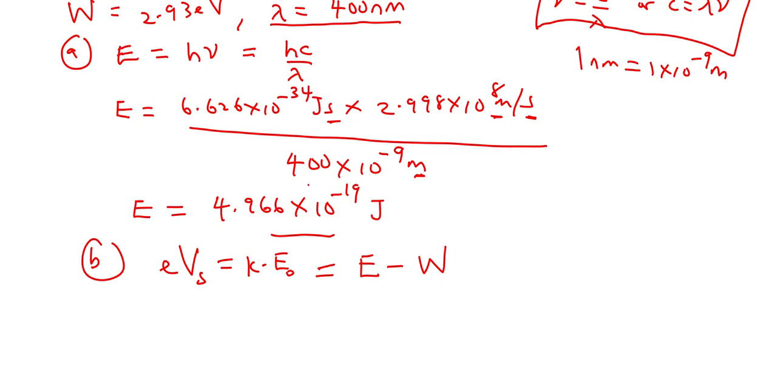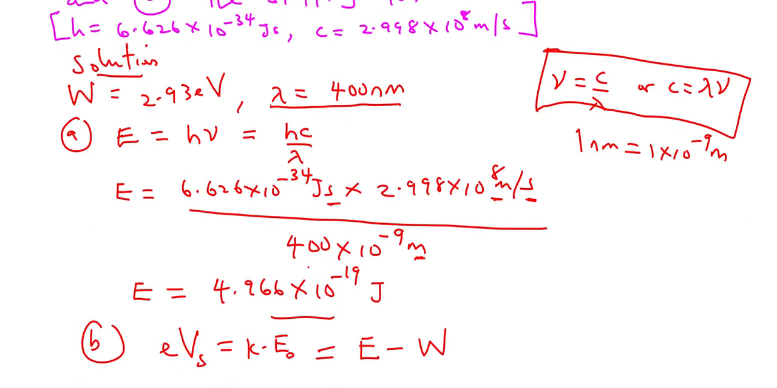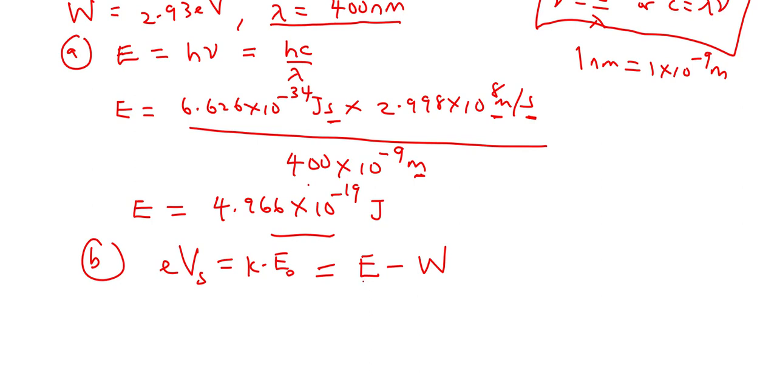Now what is the work function of the metal? The work function is 2.93 electron volts, and the energy of the incoming photon is 4.966 times 10 to the minus 19 joules. You cannot just subtract joules from electron volts, so you must put them in the same unit. Either convert the joules to electron volts, or convert the electron volts to joules, so that you can find the difference between the two.